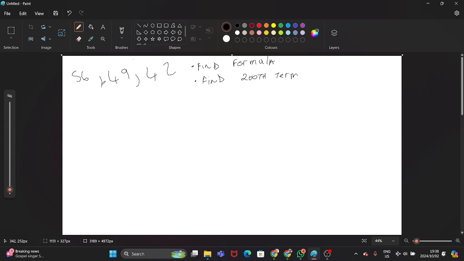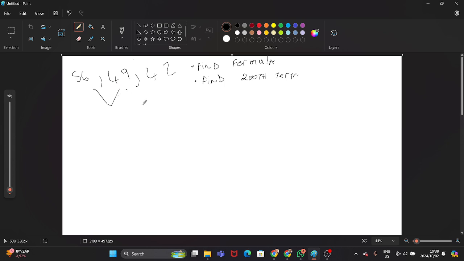So let's say we have three numbers, 56, 49, and 42, and they've asked us to find the formula of this number pattern. And then also they ask us to find the 200th term. The way we can go about doing that is, firstly, we have to know what the formula for the number pattern is, right?